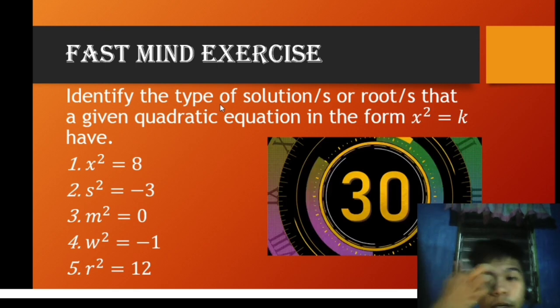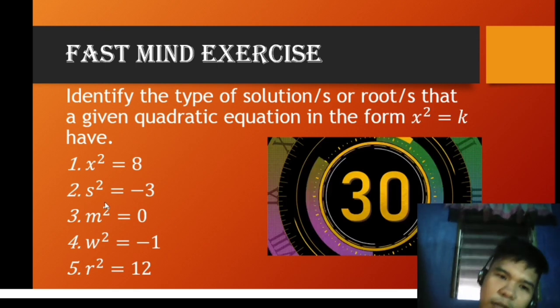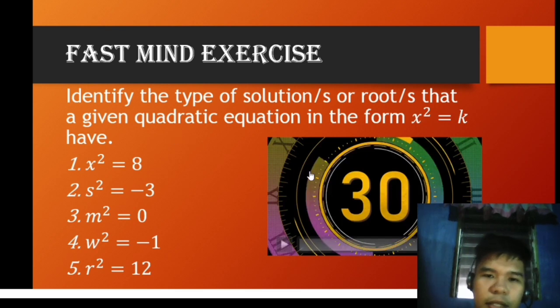And then if k is equal to 0, as you can see on the given, you will write it has one solution or root. And if the value of k is less than 0, as you can see on the given, you write it has no solutions. Okay? So I will give you 30 seconds to answer this fast mind exercise, and your 30 seconds starts now.